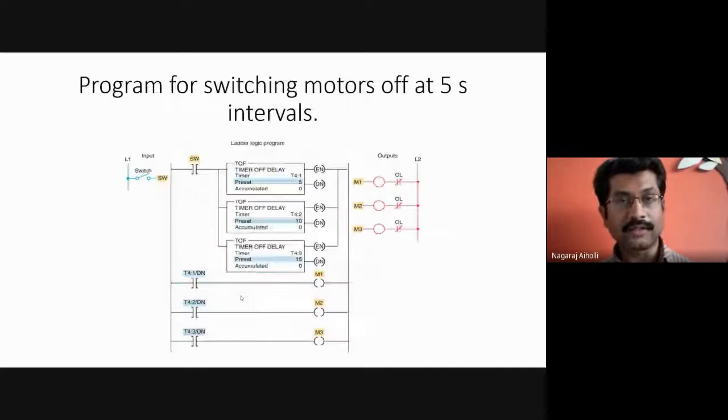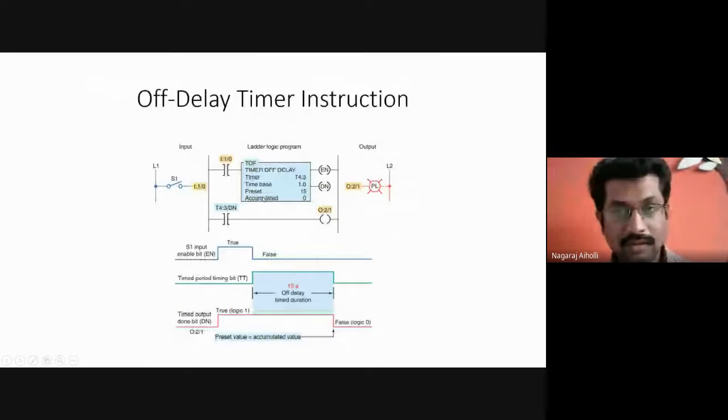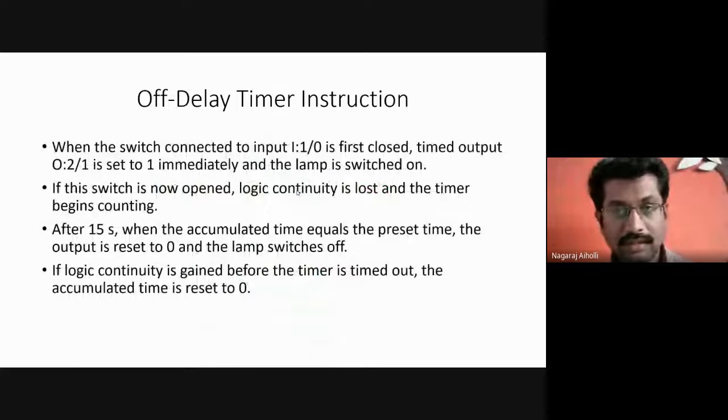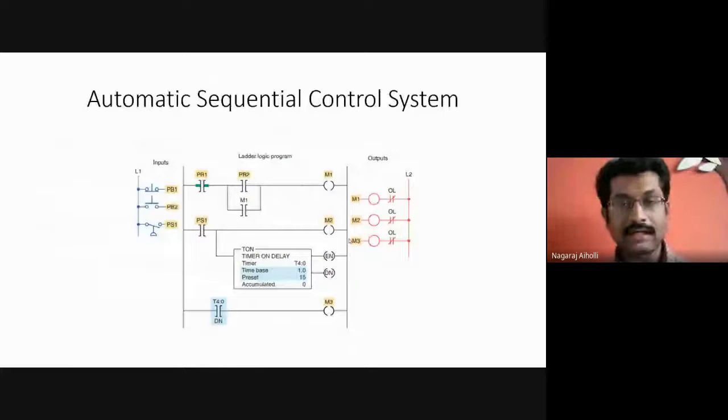Okay. This is a small program which is meant to control the motor positions. It is the same program that we discussed just now. The motors M1, M2 and M3 are turned on after every 5 seconds. First motor M1 is turned on after 5 seconds, then M2, then M3, using the timer instructions.